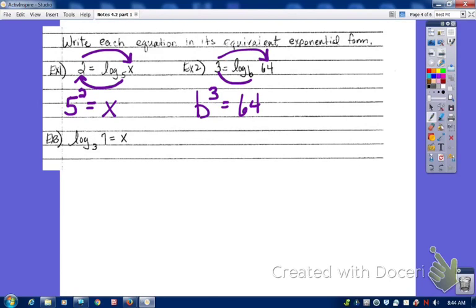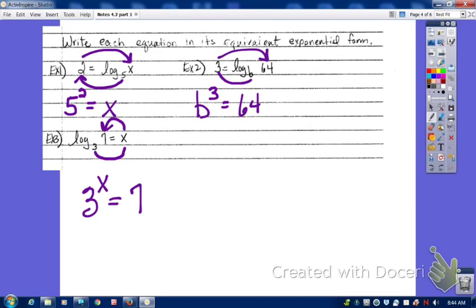Example 3, what is the base? 3. Do the spiral technique. B to the, you go across the equal sign, so this time we go to the right. B to the x is equal to 7. All we're doing here is writing the log form into exponential form.